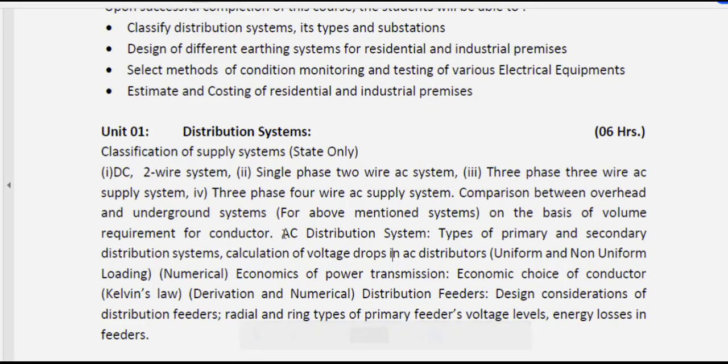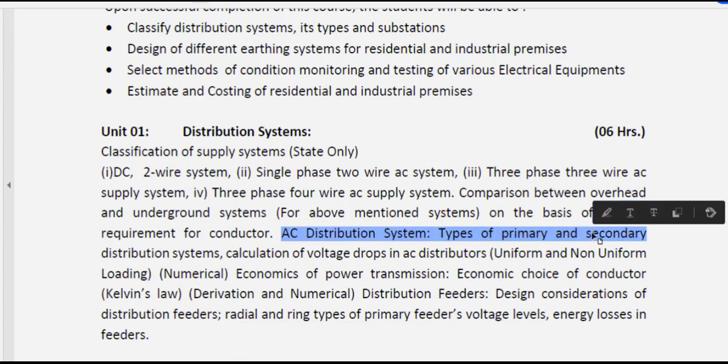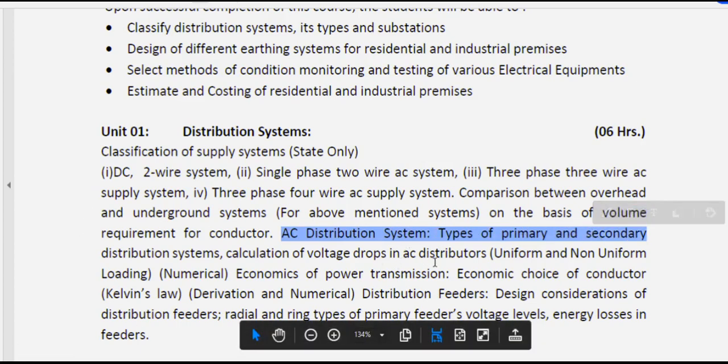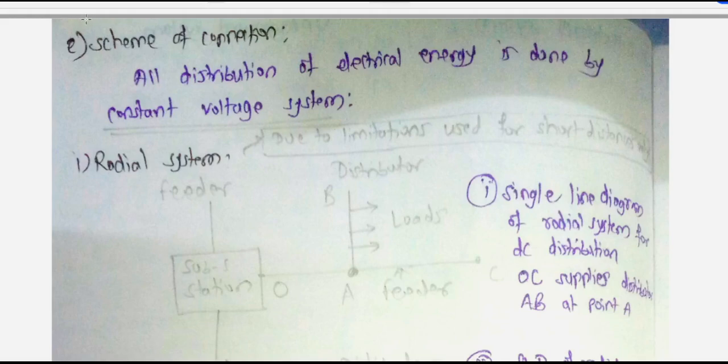We have started with unit number 1, distribution system, and we have discussed the types of distribution system. The types are the primary and secondary distribution. In today's class we will discuss the definitions of the second classification, that is called depending on the scheme of connection. If it is not in your syllabus, then also we are interested to take this scheme of connection.